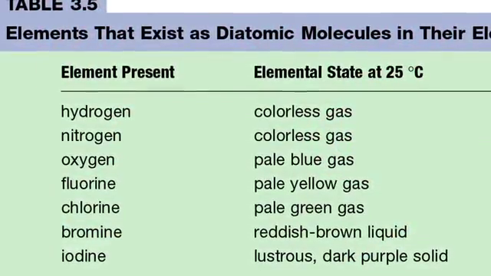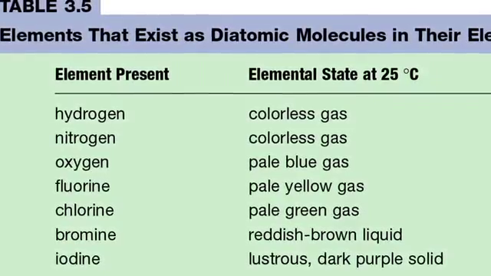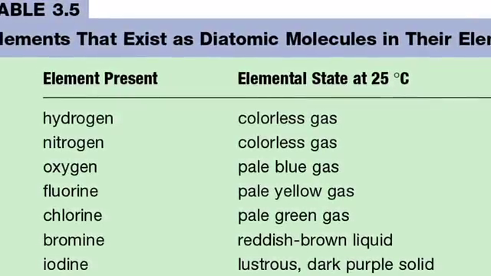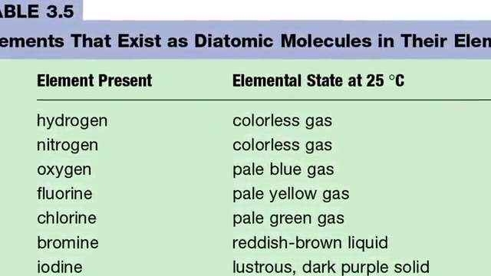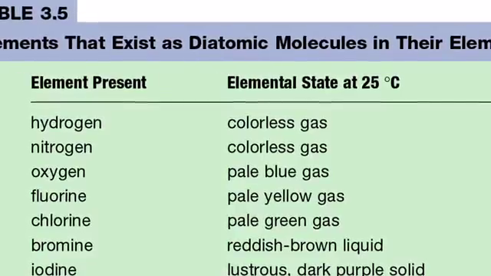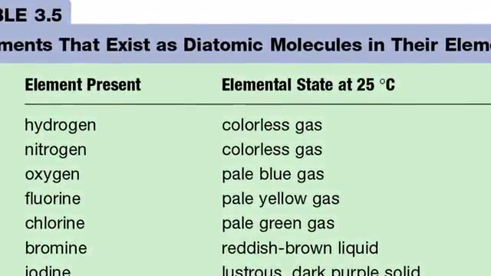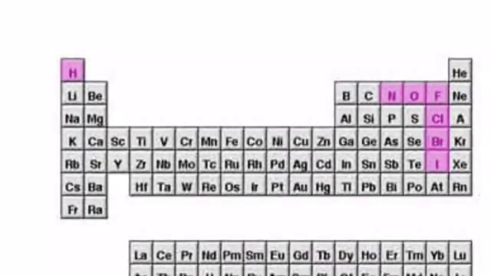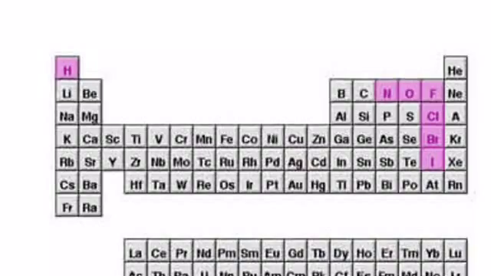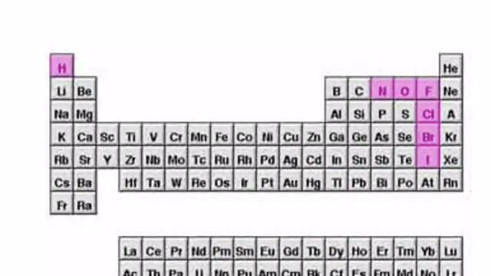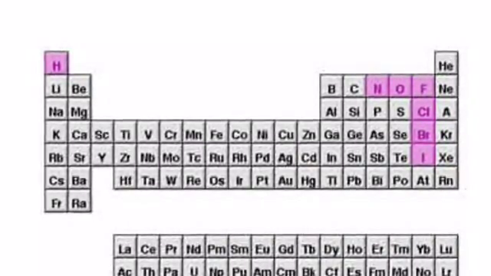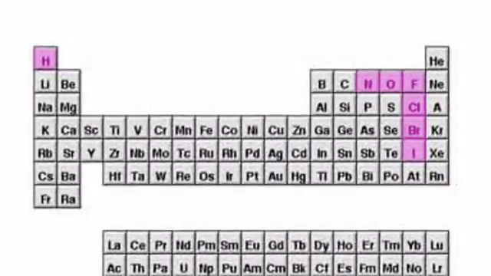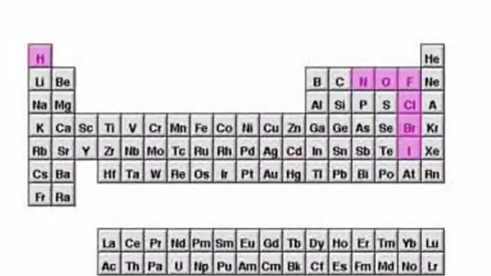Here we have a list of all the diatomic elements. They are hydrogen, nitrogen, oxygen, fluorine, chlorine, bromine, and iodine. So they're going to exist as H2, N2, O2, F2, Cl2, Br2, and I2. So how are you going to know which ones are diatomic? Well, a good way to remember is that here's the hydrogen up on the left-hand corner. It's diatomic. And then all the other diatomic elements form kind of like a 7 on the periodic table, starting with nitrogen, going down to iodine.